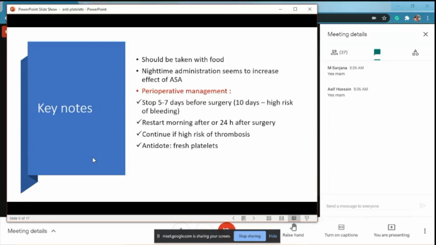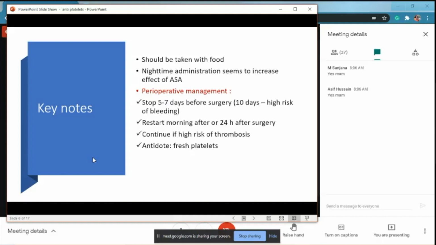Okay. One another important thing that you have to remember is that we have to continue the aspirin if the patient is at high risk of thrombosis. Why? Because in some patients, for example, patients with a mechanical heart valve, and patients who have a history of stroke and MI in the past 3 months. Those patients are at high risk of thrombosis.